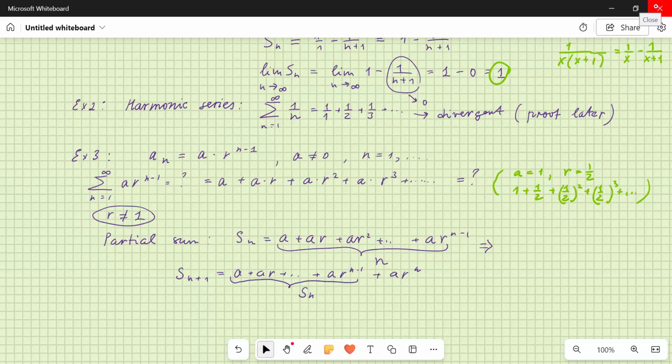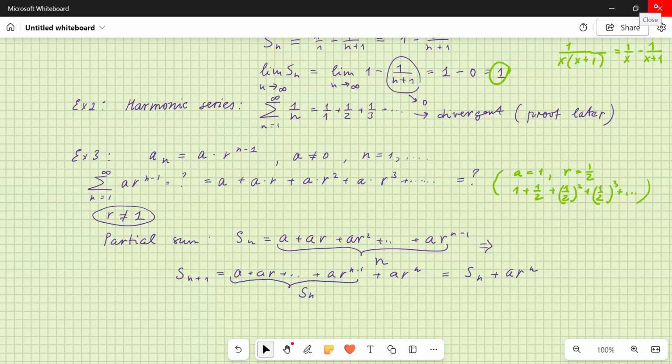If you compare Sn to the first 3 terms with dots, you're going to see it's the same, right? So I'm going to write that down. This is Sn plus ar^n. Correct? Just like I represent Sn plus 1 like this.